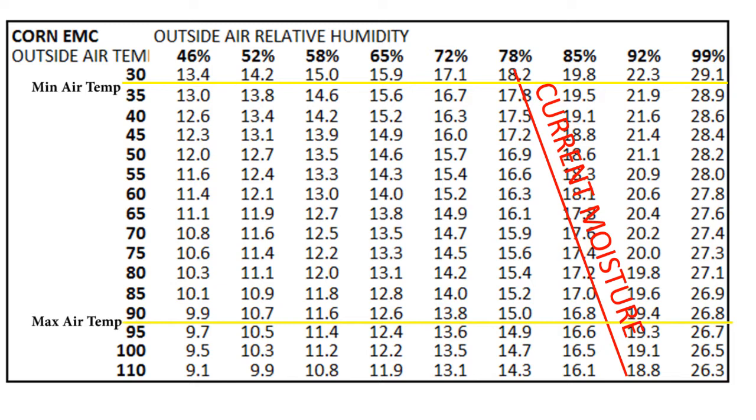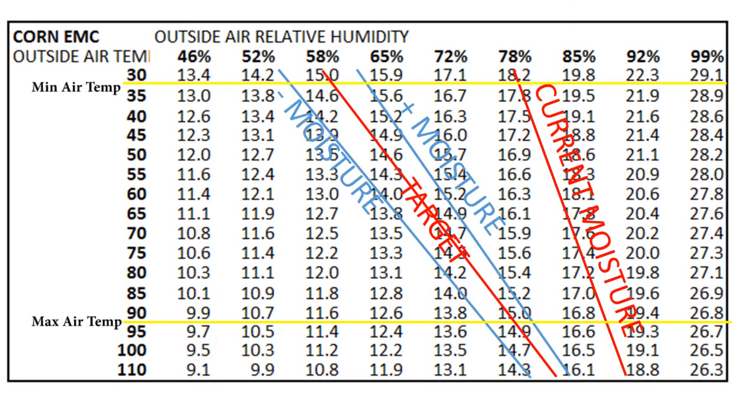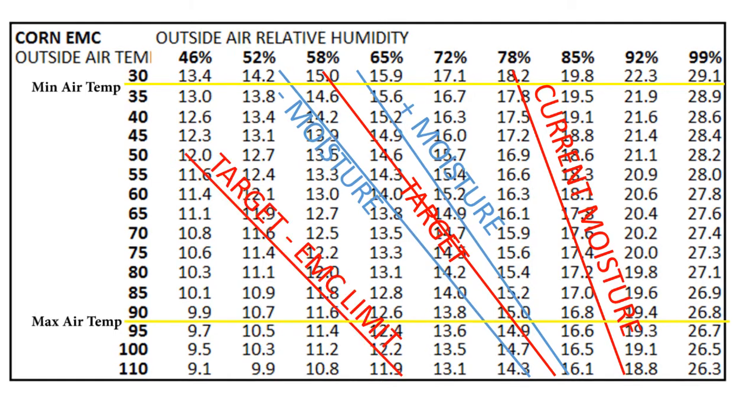We're looking for 15% yellow corn, so we draw another line there. That's what we call our target moisture. Current's what we have, target is what we want. We have our plus or minus moisture here, a soft window around the controller. Then we have our bottom end of the window, which is set by our target moisture minus our EMC limit. And that's a setting in the controller as well, EMC limit. You guys have probably seen that.